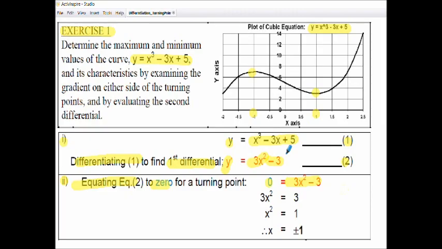So adding 3 to both sides and then dividing both sides by 3, we get x squared is equal to 1, and then x is equal to the square root of 1. But don't forget, when we take a square root, there's always two answers, a plus and a minus, so the solution here is plus and minus 1, which of course we can see from the graph. We've got a turning point at plus 1 and a turning point at minus 1.